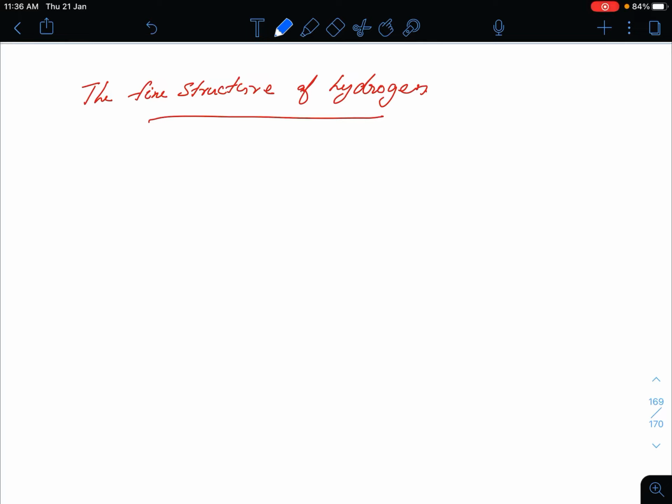So let's move on to the fine structure of hydrogen. So far, you have studied the Bohr structure of hydrogen, in which we have already calculated the Hamiltonian of hydrogen as H is equal to, let's say, P square by 2m plus the potential energy.